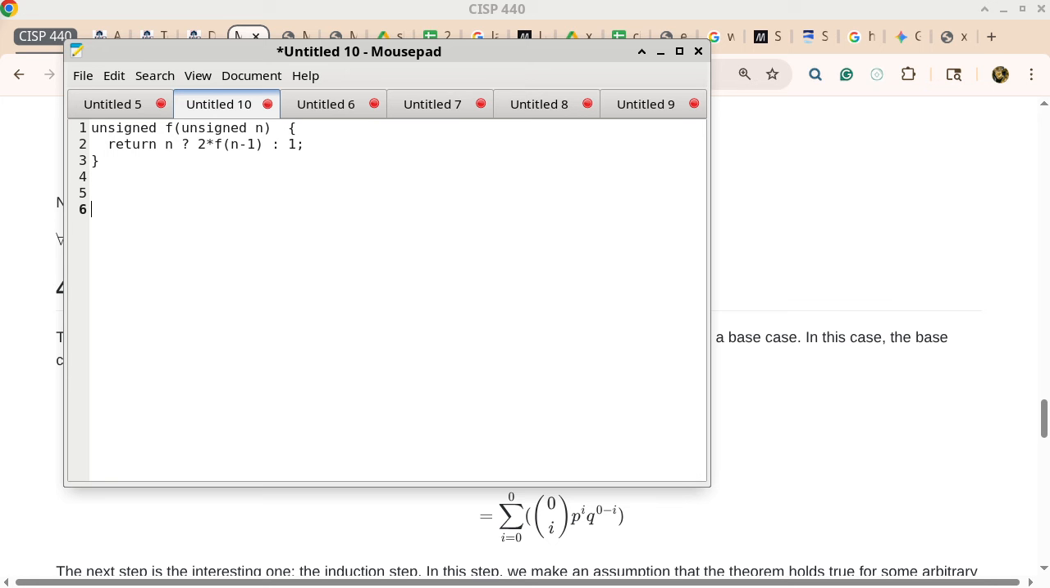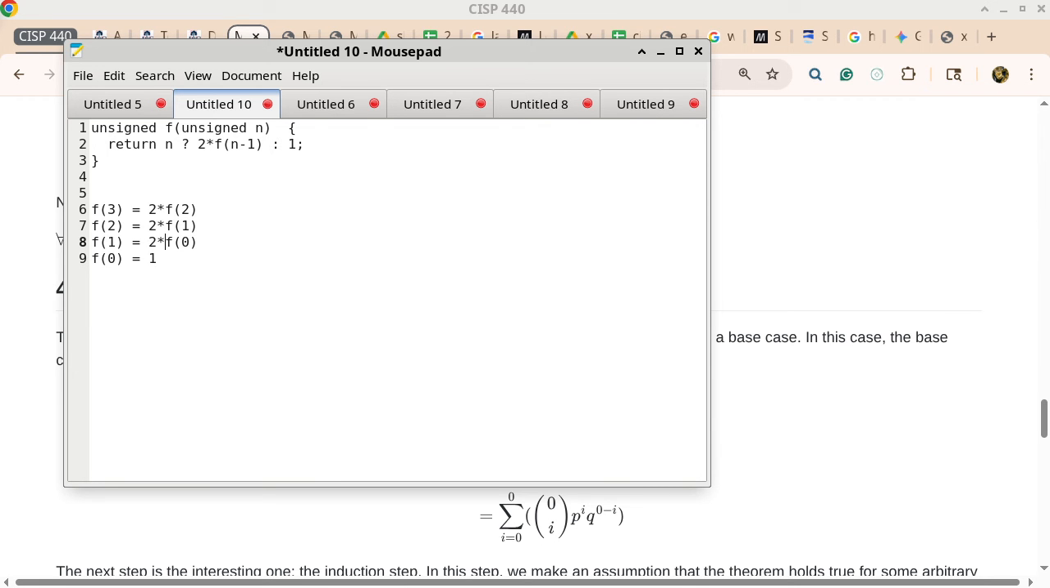With this one, let's try to figure out what f of 3 is. You plug in n, and since 3 is not false, we'll go for the then expression. So f of 3 is 2 times f of 2. Now you ask the question, what is f of 2? It's not f of 0, so it's going to be 2 times f of 1. And then you ask what is f of 1? It is 2 times f of 0. And then you ask what is f of 0? Aha. At that point, n is 0, which is considered false, so the function is going to return 1.